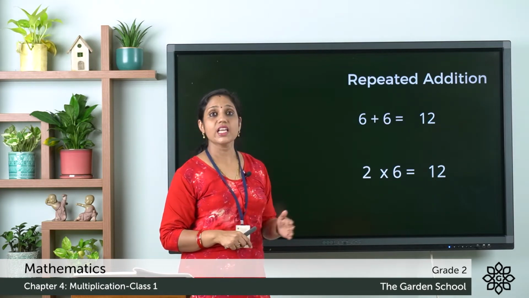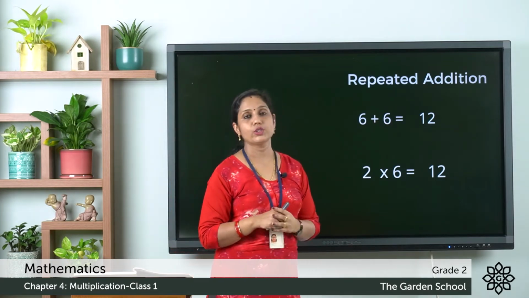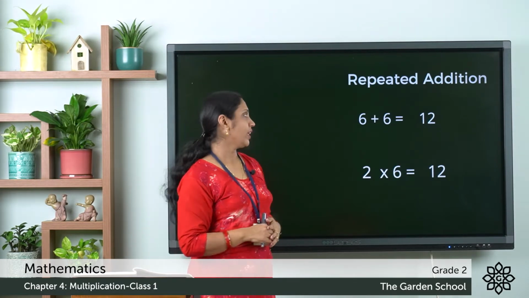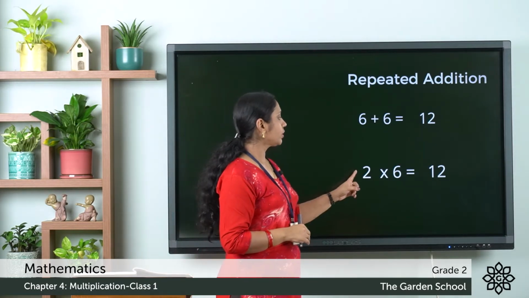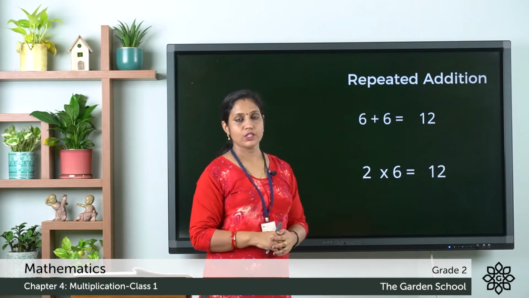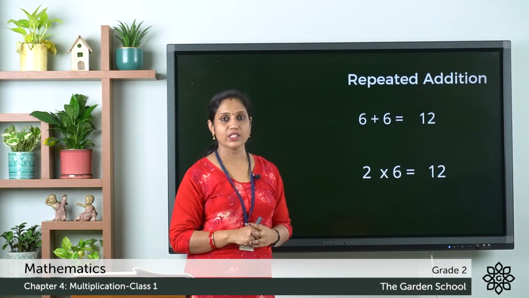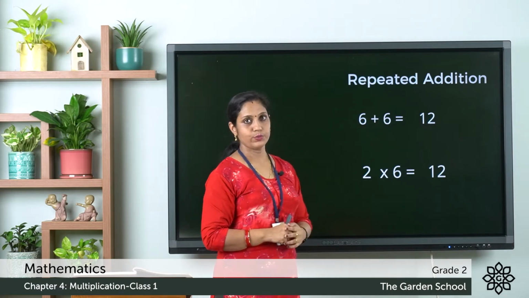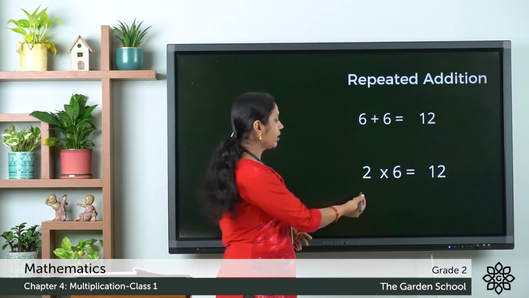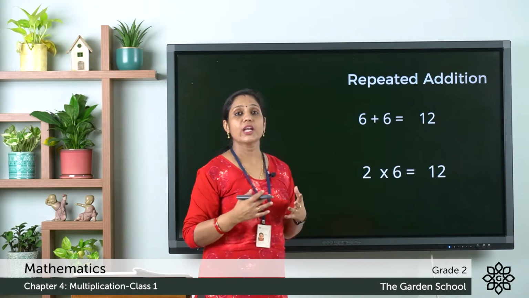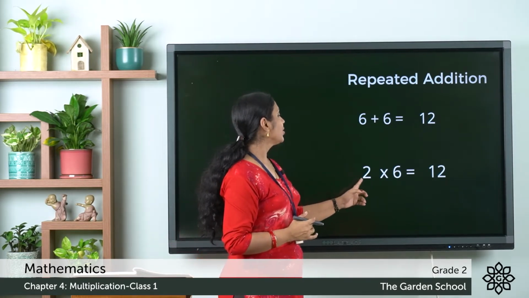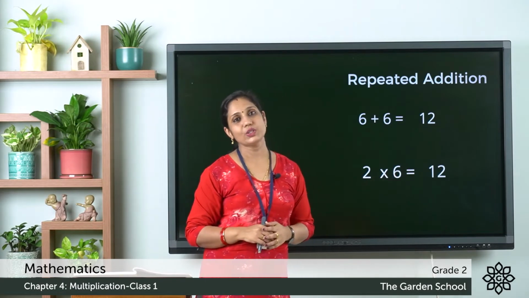Here you can see 6 plus 6 is equal to 12. So how can we write it in the multiplication form? Here we can write it as 2 into 6. How many 6s can you see here? You can see 2 sixes, 1, 2. So that 2 you can write first. And which number is repeating? The number 6 is repeating. So you can write it as 2 into 6 is equal to 12.